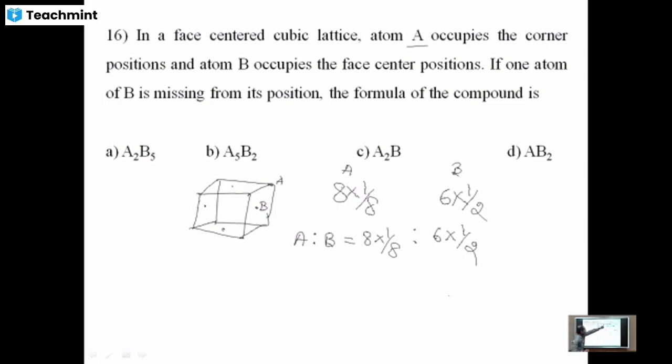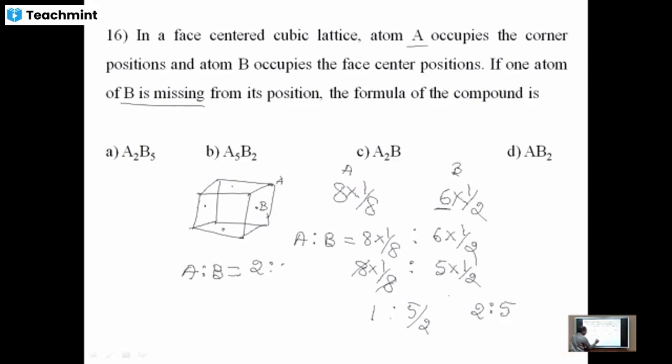Now it is given that one atom of B is missing from its position. Out of 6 B particles, one of the particles is missing from its position. Therefore, only 5 particles are available at the face centers. So the ratio is 8 into 1 by 8 is to 5 into half. After simplification, it is 1 is to 5 by 2, or taking 2 to this side, it is 2 is to 5. So A is to B is equal to 2 is to 5, nothing but A contribution is 2, B contribution is 5. The formula will be A2B5, nothing but option A.